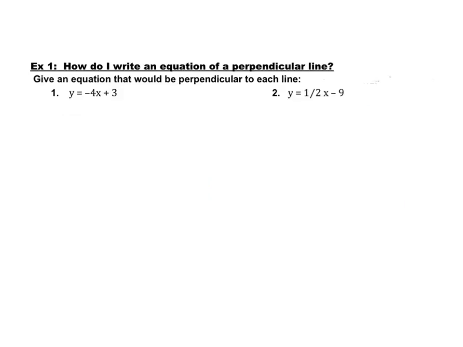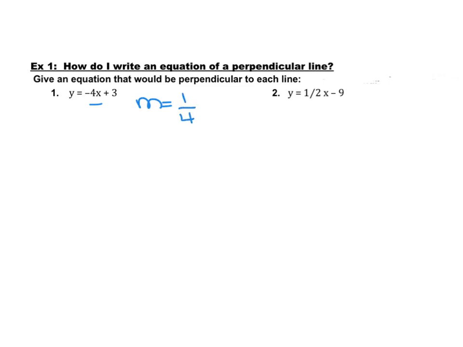So example 1, how do I write an equation of a perpendicular line? Give an equation that would be perpendicular to each line. So first of all, we have to find the slope. Our slope here is -4. So we need a slope that's going to be opposite reciprocal. So the opposite of negative is going to be positive. And the reciprocal then of 4/1 is the flip, which is going to be 1/4.